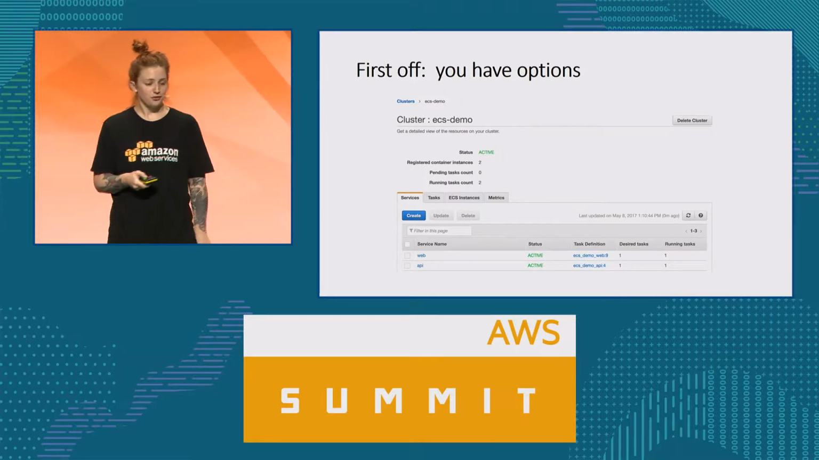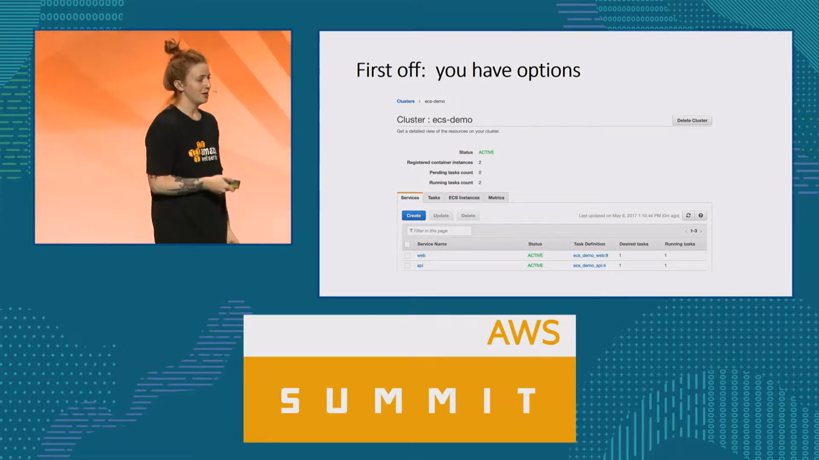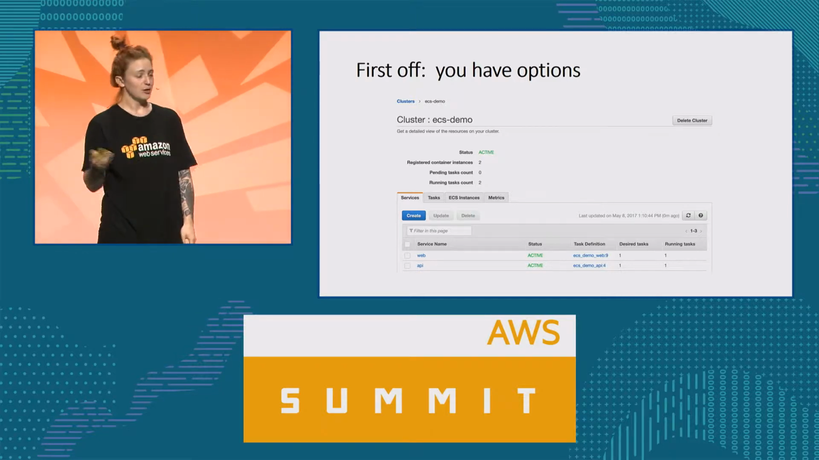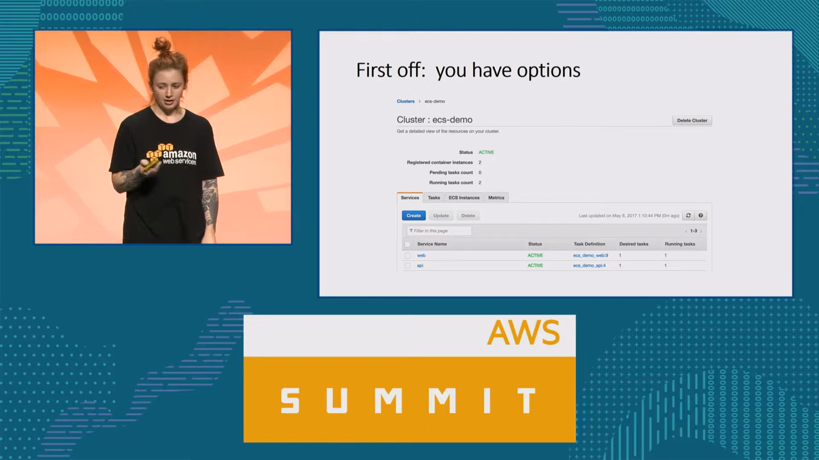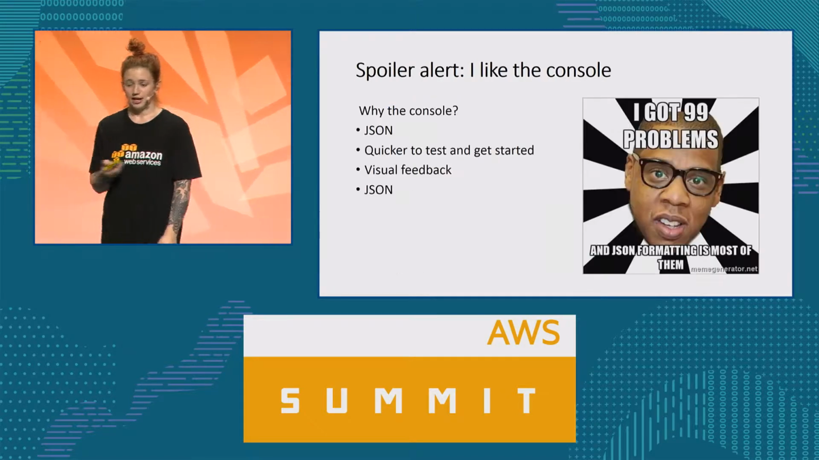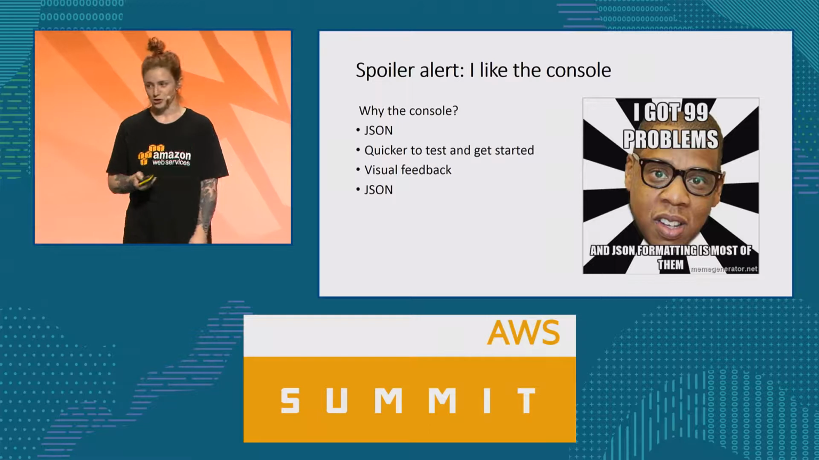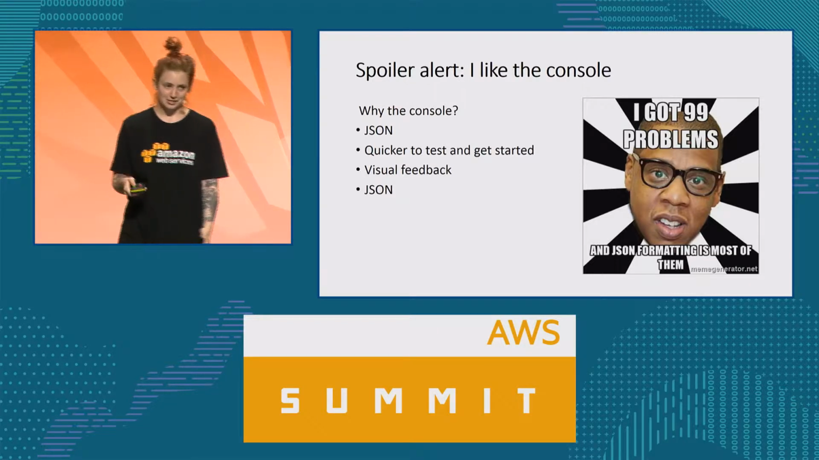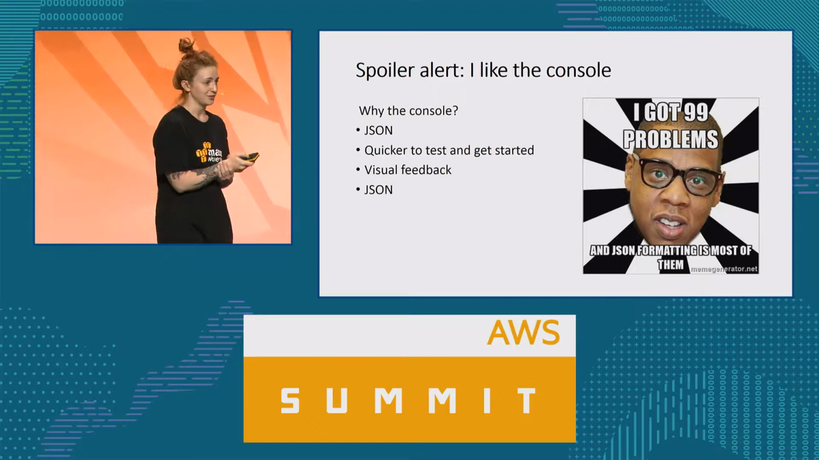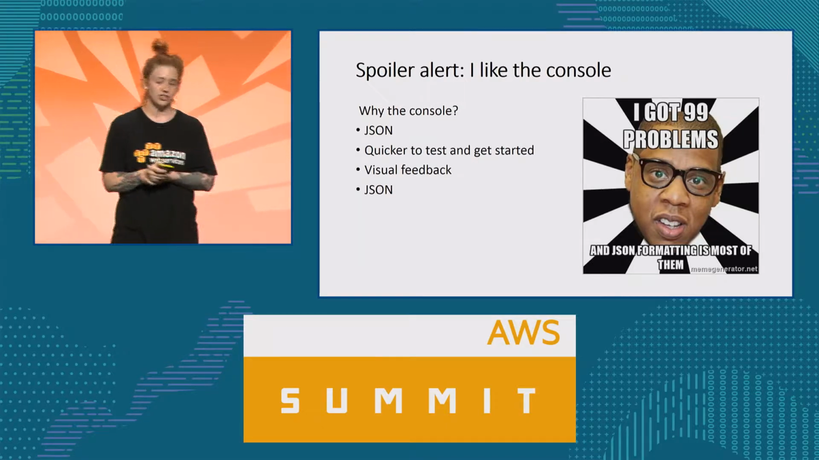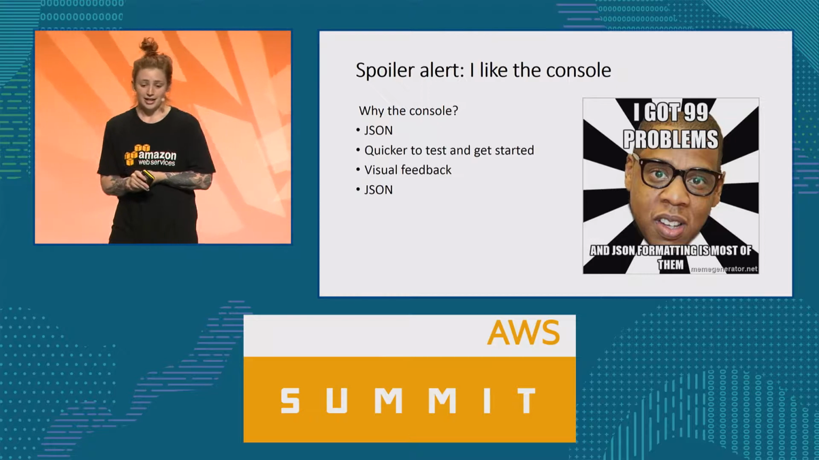There are a couple of ways to do this. First off, we have options. When I'm working with ECS, I can use the console. And before everyone shouts at me, especially Hacker News, spoiler alert: I like the console. So why do people use the console? You see a lot of demos and a lot of talks, and everyone's always using the console, and everyone's like, oh gosh, why don't you use the CLI? Real developers use the CLI.